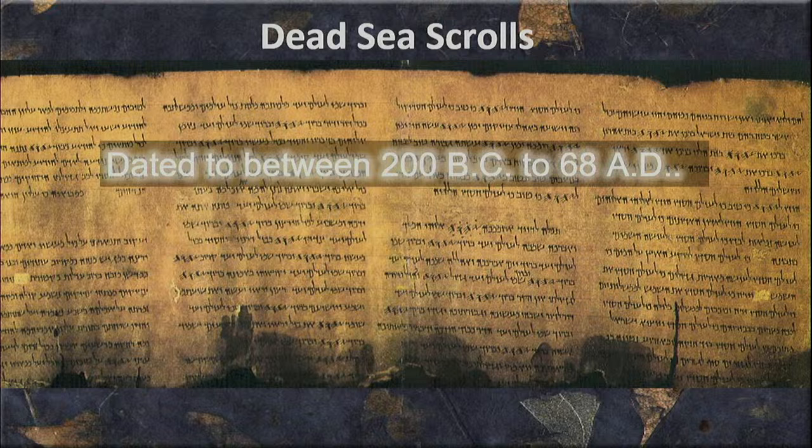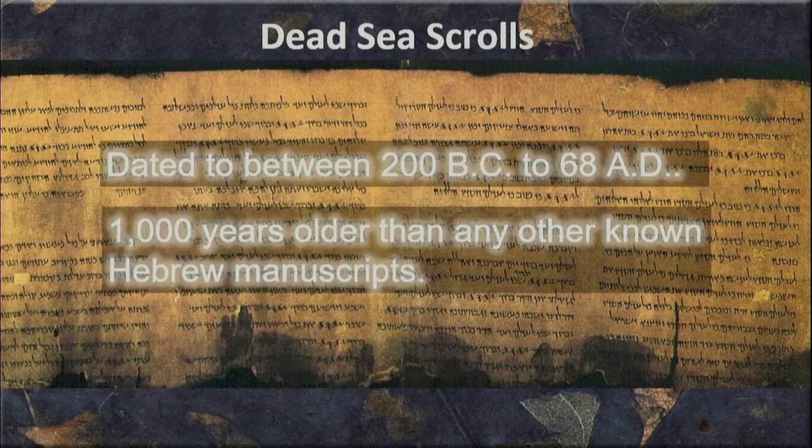Once the scrolls were dated to between 200 BC and 68 AD, it became clear that what had been discovered were books of the Bible that were up to 1,000 years older than the oldest Hebrew manuscripts known previously. When compared with our modern translations, it was shown that the Bible we have today is virtually identical to extant copies that date back more than a millennium.